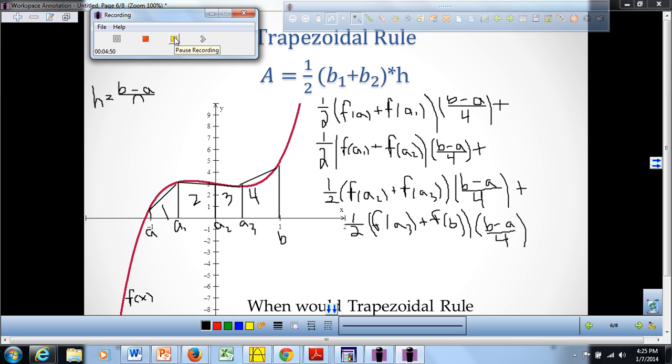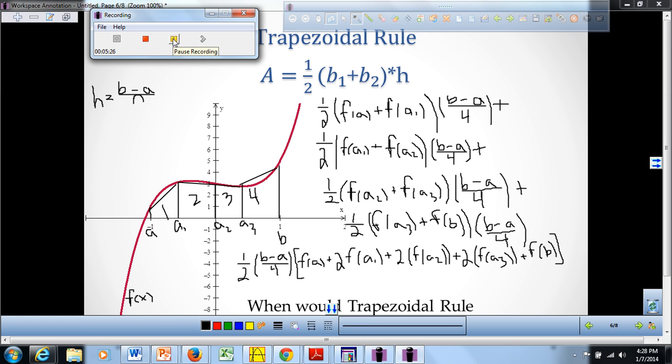Okay, so what I have now is the area of each of the 4 trapezoids. And that's all trapezoidal rule is: find the area of the trapezoids and add them up. So you will often see trapezoidal rule written in a particular form. And let's go ahead and simplify this a little bit to show that form. So we can factor out a 1/2 out of each of our terms, and we can factor out a b minus a over 4 out of each of our terms. So I'm going to do that now.